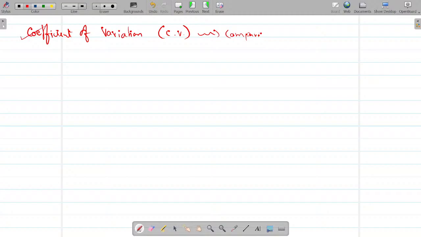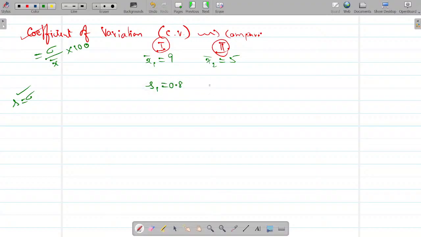Okay. Let us take two groups of values given, 1 and 2. What's the formula for coefficient of variation? You remember? Sigma by x bar into 100. So, our two groups given. First group's arithmetic mean is 9 and second group's arithmetic mean is 5. It's there in your material, you need not take a note of it, just listen. And we have the sigma value, or you can write it as S. So S1 is equal to 0.8 given and S2 is 0.5 given.